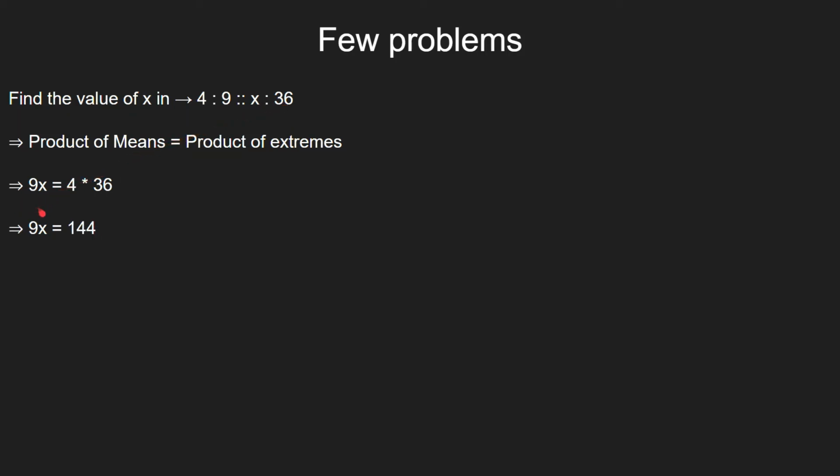Then 9x is equal to 144, as 4 into 36 is 144. Then we divide both sides by 9 and we are left on this side with x, and on this side 144 divided by 9. So x is equal to 16, as 16 nines are 144, and we are done.